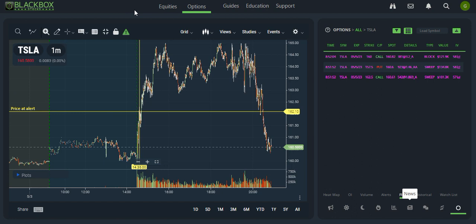Because honestly, if you're an options trader, this tool is a must. Because if you haven't got the data, then you're not going to be successful with options trading. This is one of the top trading tools out there. I absolutely love it.